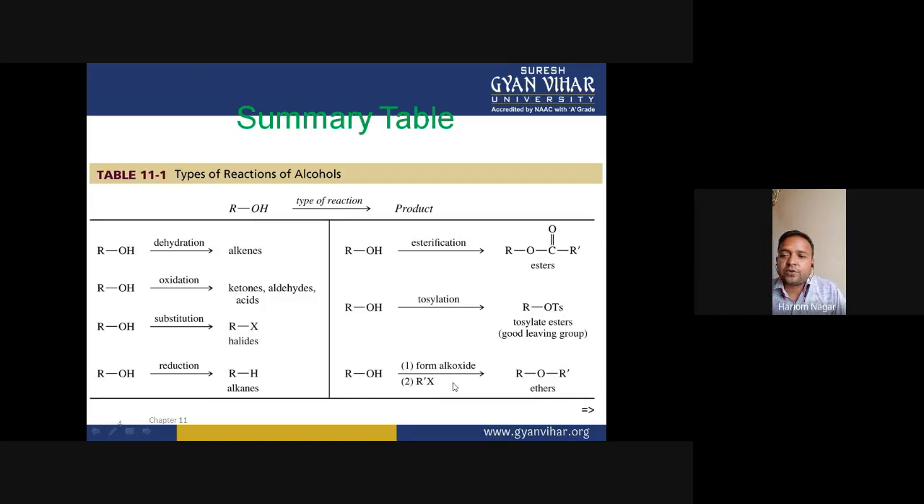And the next is alcohol, which in the first step forms alkoxide. When alcohol reacts with alkyl halide, then this can form alkoxide.